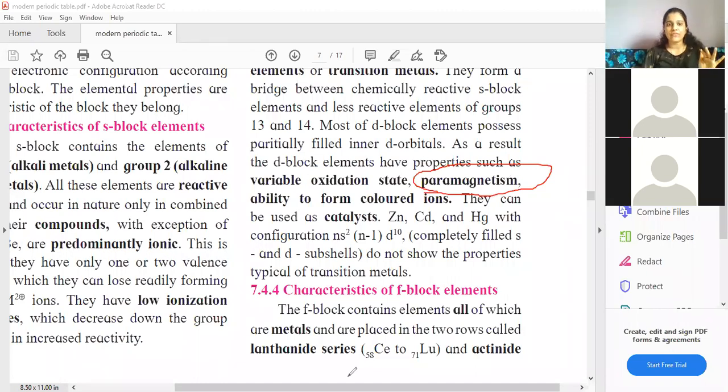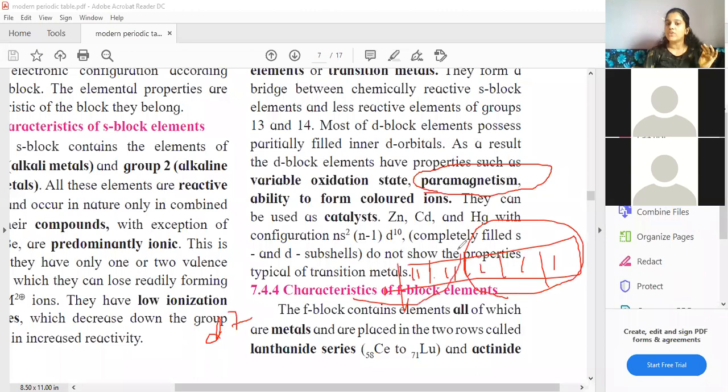If I have d raised to 7 in some element, and d has 5 orbitals, first one electron will enter each, and then pairing starts. So in this scenario, 3 of them are unpaired and 2 of the orbitals are paired up. They have paired electrons.